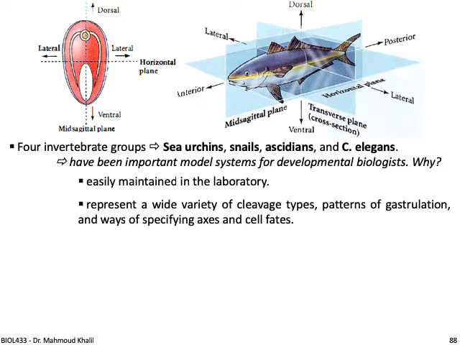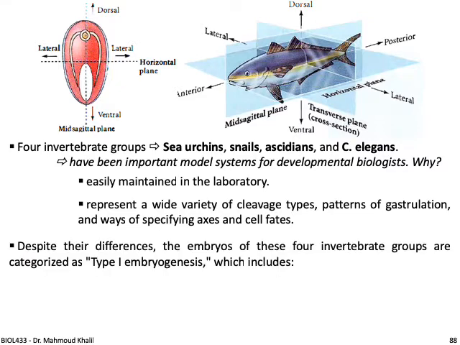Four invertebrate groups, sea urchin, snail, ascidians, and C. elegans, have been important model systems for developmental biologists. Why? Because they are easily maintained in the laboratory and represent a wide variety of cleavage types, patterns of gastrulation, and ways of specifying axis and cell fate.